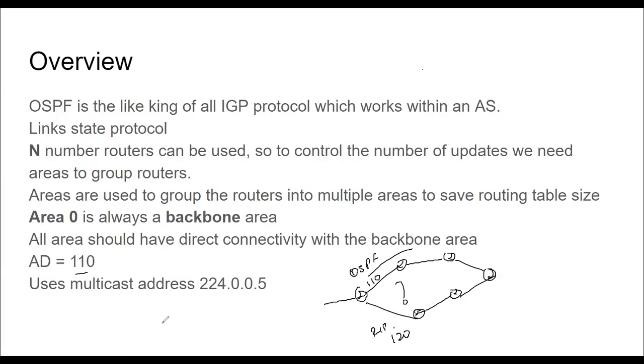OSPF uses multicast addresses. Remember this address, 224.0.0.5, and it also uses 224.0.0.6. We'll talk about why the second address is used later.